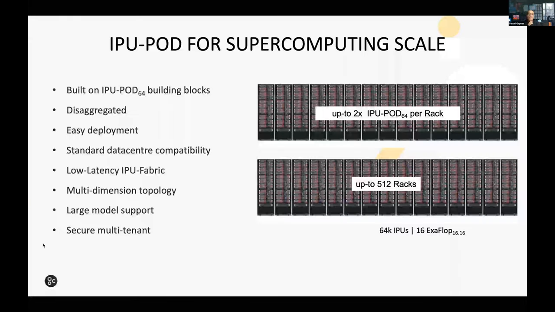And of course, we are targeting big installations in the future, where you can just imagine that 512 of such racks can give you 65,000 IPUs for the most important and biggest models you can run today. With very easy deployment, standard data center capabilities, very low latency fabric, and of course, very secure multi-tenant configuration.